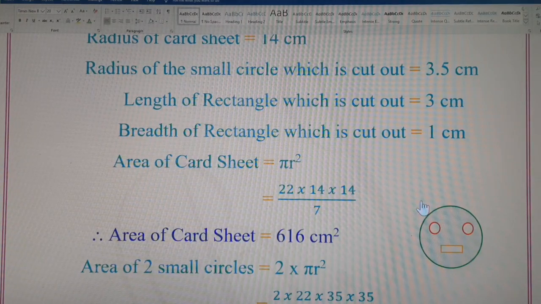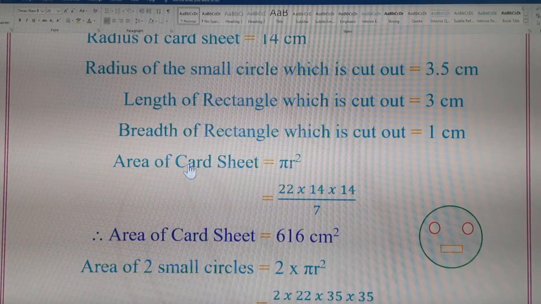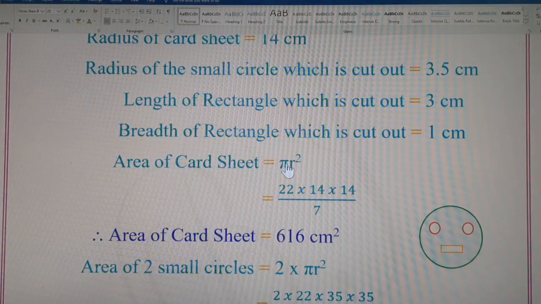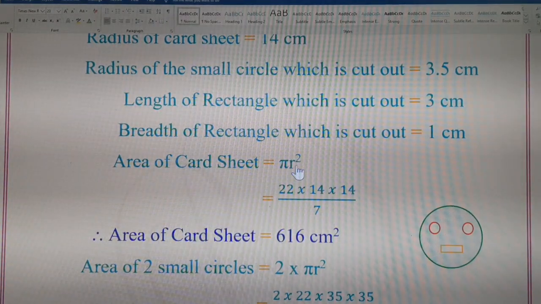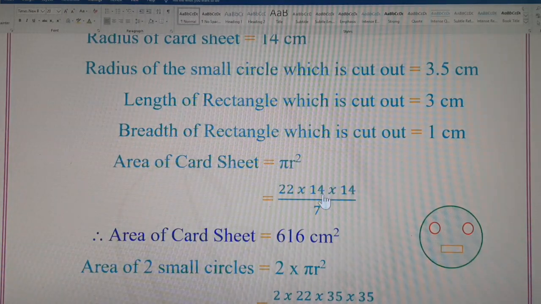The area of the circular card sheet will be calculated by using the formula pi r square, where pi is substituted as 22 upon 7. So instead of r square, we'll substitute the value 14 into 14, because r square means r into r, or r has to be multiplied with itself 2 times. That means 14 has to be multiplied with itself 2 times. Instead of r square, we'll write r into r, that means 14 into 14.